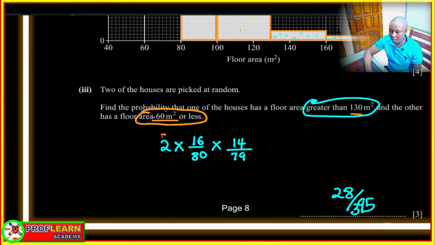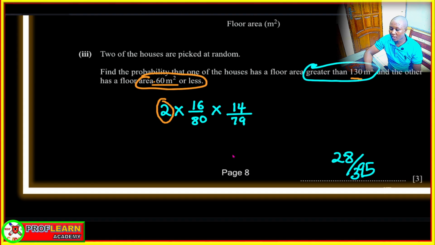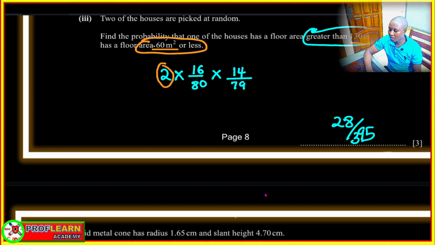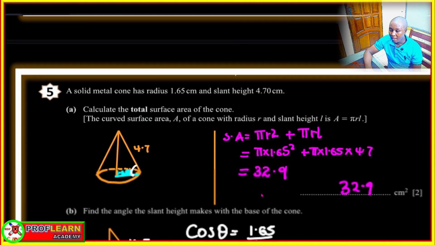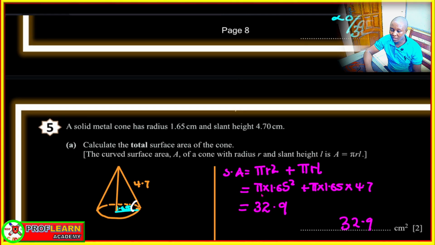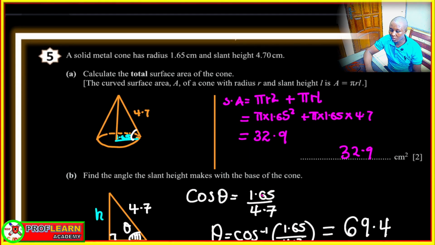Then the two that we are having here is that you can start with any. You can start with 14 over 80 times 15 over 79. Because there are two different ways you can do it, and that's going to translate to 28,395.